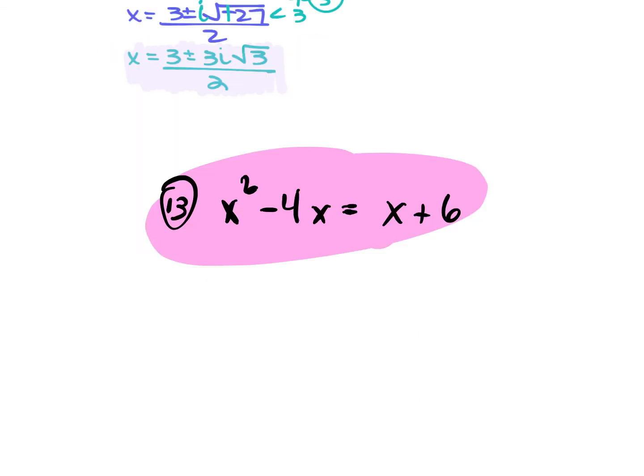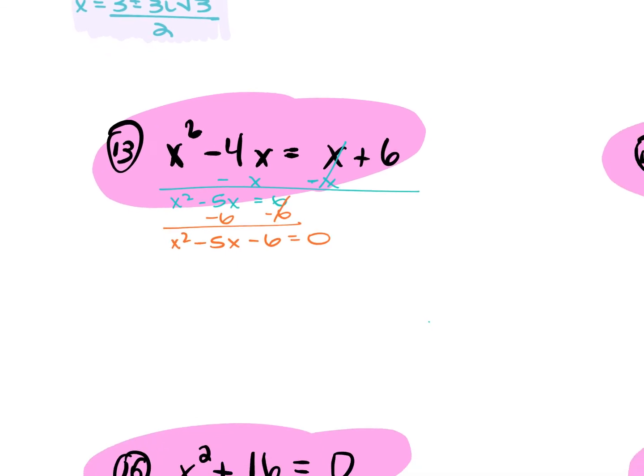For number 13, you have x squared minus 4x is equal to x plus 6. You have an x squared here, so get everything on the same side as that x squared. So with that x, we're going to move that over. So we'll subtract it from each side. It's going to give us x squared minus 5x is equal to 6. And then that 6 will move over. We'll subtract it from each side. So we're working with x squared minus 5x minus 6 is equal to 0.